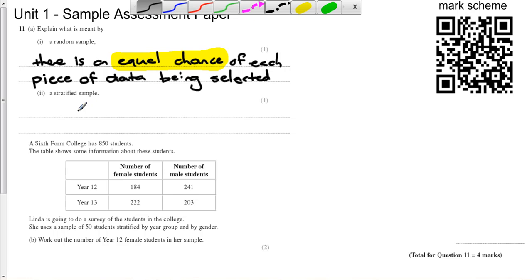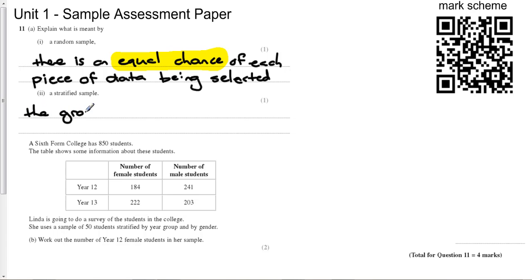Now, for the next bit, which asks about a stratified sample, then for a stratified sample, it's that the groups in the sample, and here comes the key bit, are representative of the population.